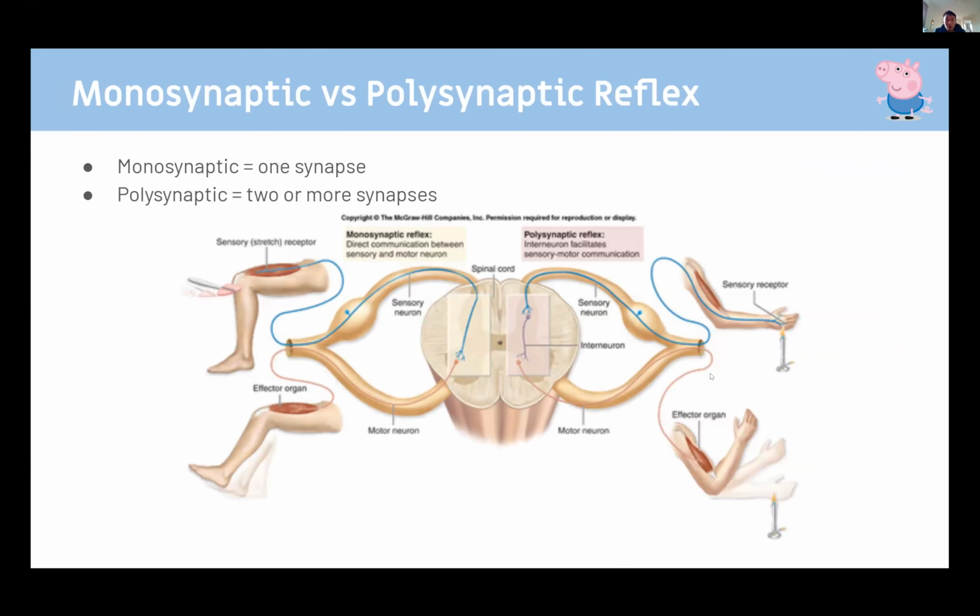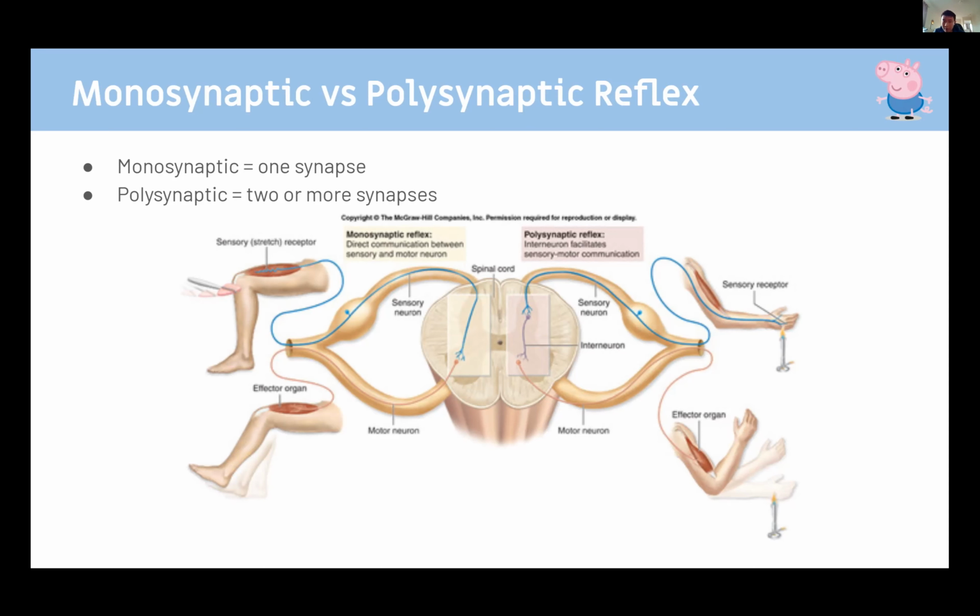And you have what are called monosynaptic and polysynaptic reflexes. Monosynaptic just means there's one synapse in the reflex. If you look on the left-hand side, you can see that the sensory neuron travels from your leg all the way to your spinal cord, and then it synapses with your motor neuron. Your motor neuron then travels back to your leg and pulls off the reflex. It tells your leg to move. There's only one synapse between the sensory neuron and the motor neuron, so that's monosynaptic.